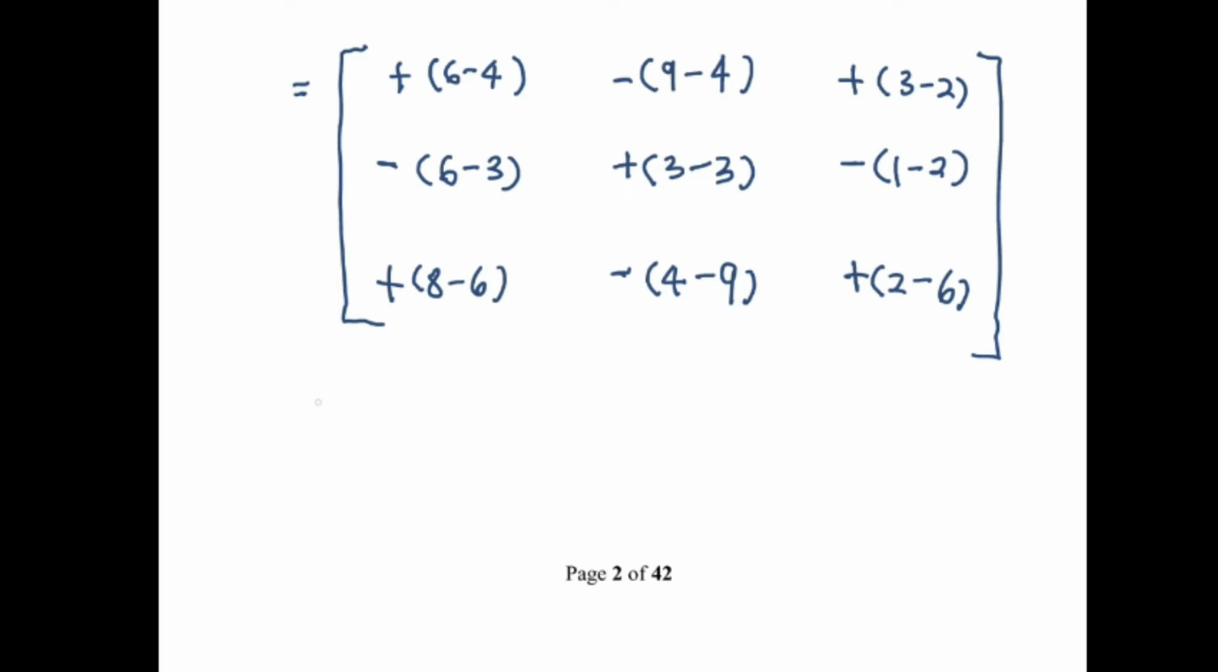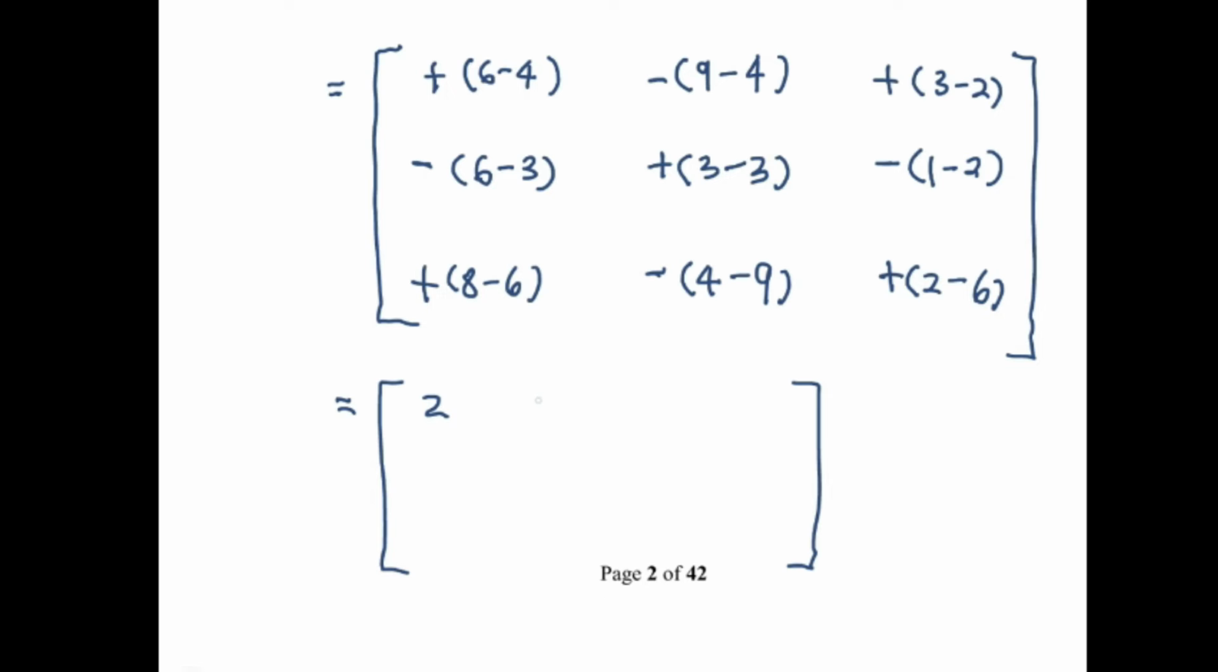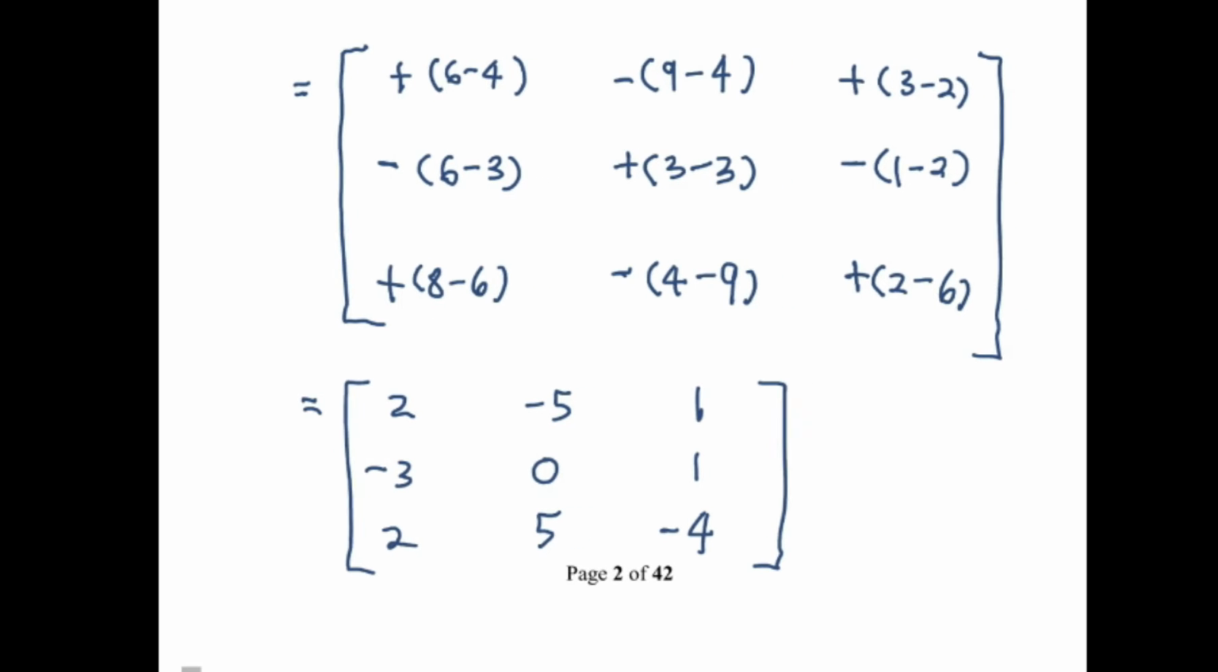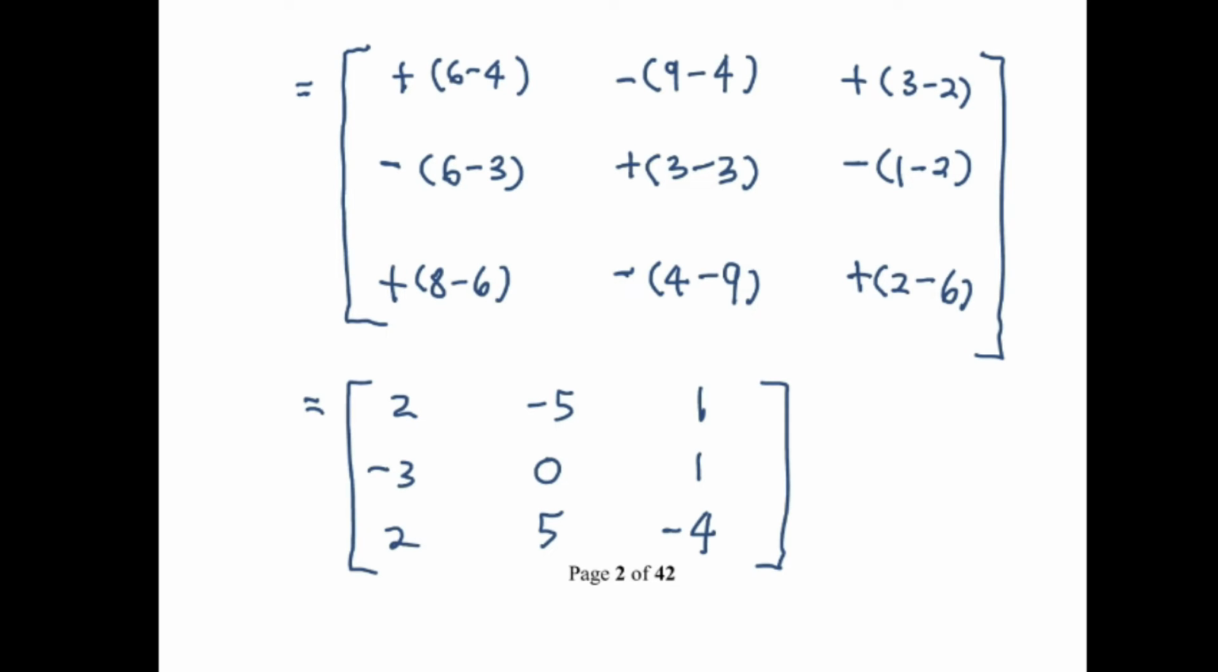Then lastly, you will get a matrix of cofactors: 2, negative 5, 1, negative 3, 0, 1, 2, 5, negative 4. Okay, do you understand how to get a matrix of cofactors first?